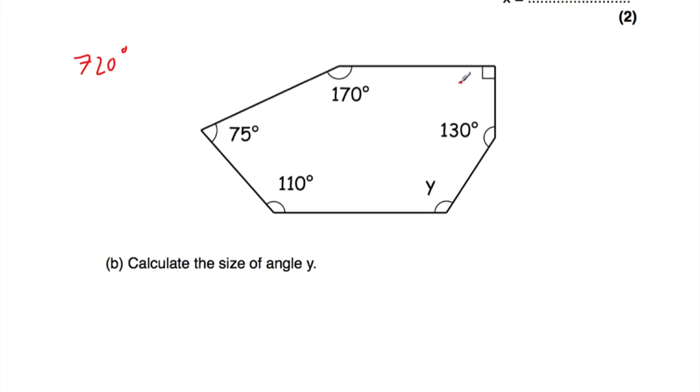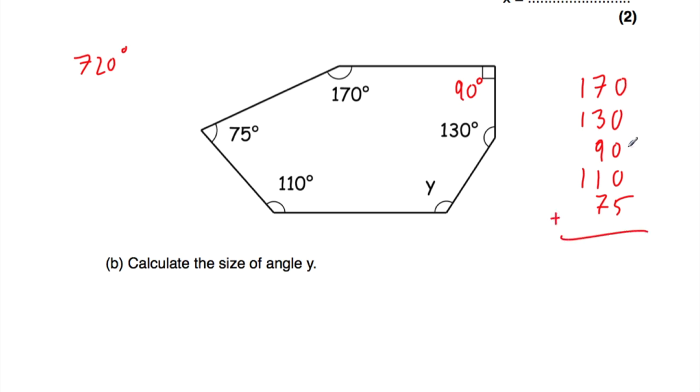We've got this right angle, so let's put 90 degrees beside that one. And if we add up the 1, 2, 3, 4, 5 angles that we know and take them away from 720 degrees, that'll leave us with the size of Y. So let's do that: 170, 130, 90, 110, and 75. And just to check, we've got 1, 2, 3, 4, 5, making sure we've got them all. Fantastic. Now let's add those angles up.